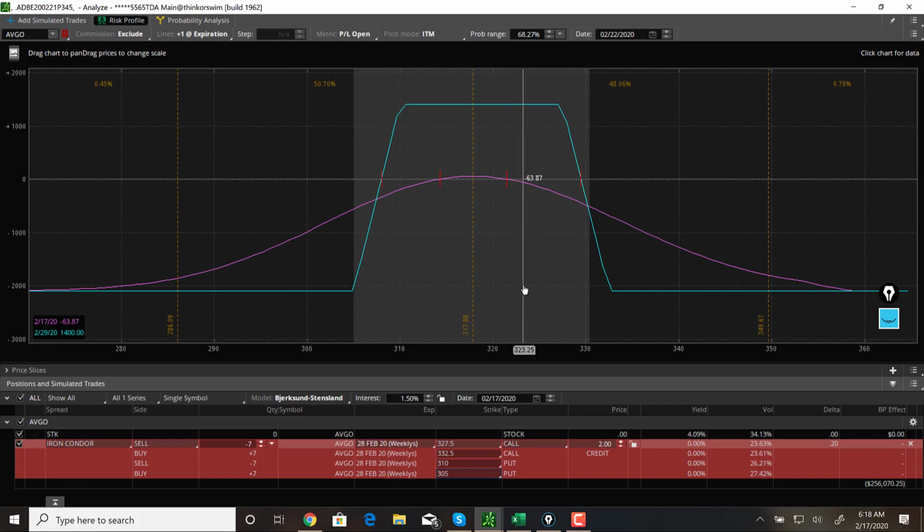So that's how I would plan on trading that one. It's moving sideways, Iron Condor. That looks like a really good trade. I'm definitely going to be looking for that one on Tuesday.